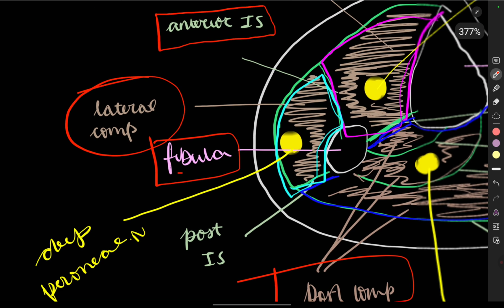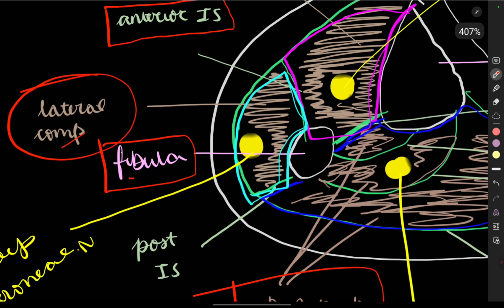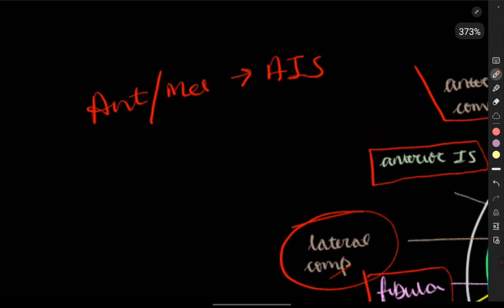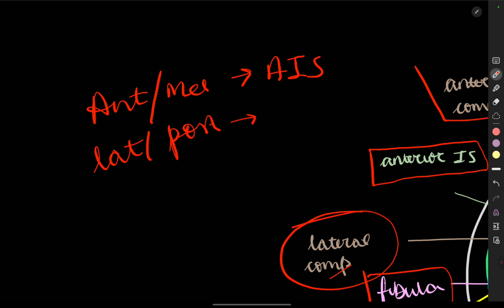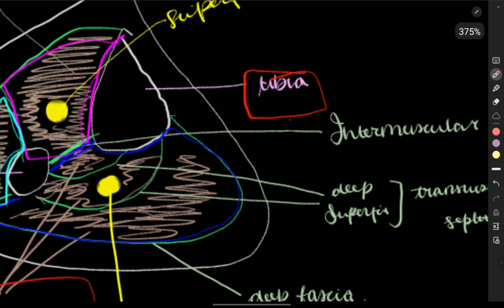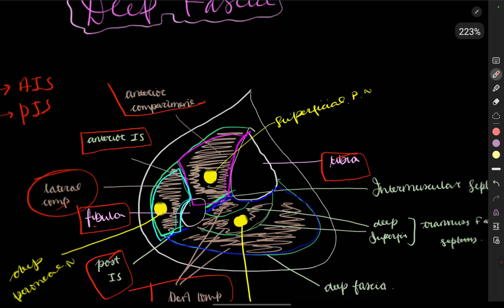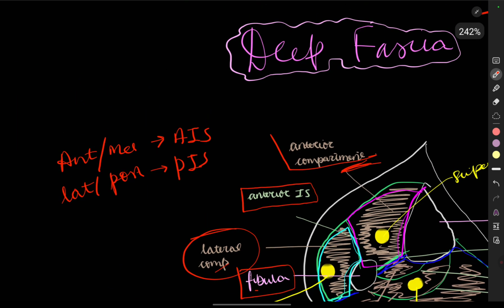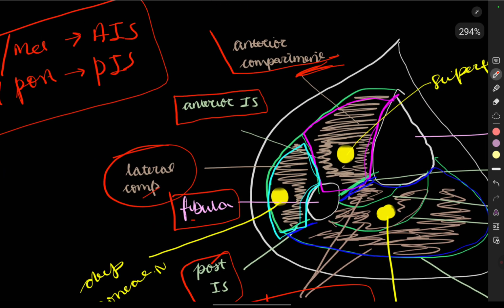Now the lateral compartment is separated from the posterior compartment through the posterior intermuscular septum. So let us also write that the lateral is separated by the posterior intermuscular septum. Now the anterior compartment is separated from the posterior compartment by the medial intermuscular septum. You need to remember this one.